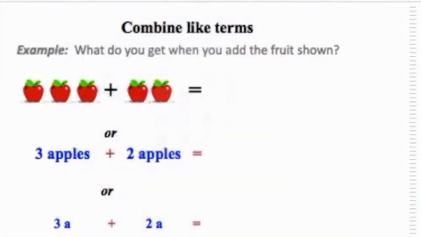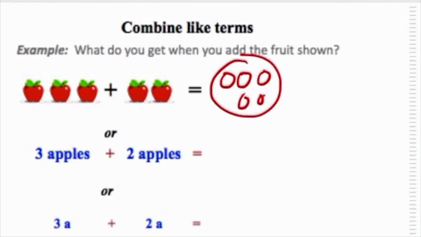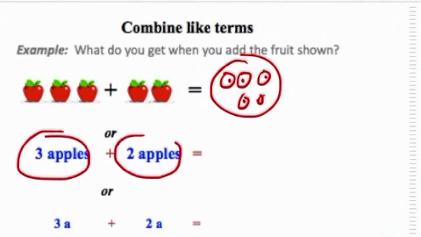In this problem here, I'm just going to show you 3 different ways. You have 3 apples, 1, 2, 3, and then you just got 2 more. Well, how many apples do you have? You have 5 apples, right? 1, 2, 3, 4, 5. Done. So 3 apples plus 2 apples is 5 apples. Once again, nothing hard about that.